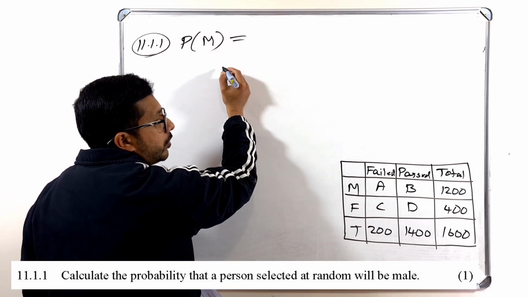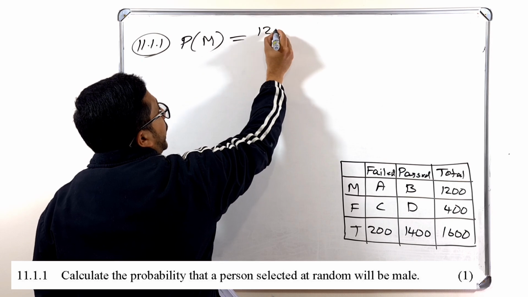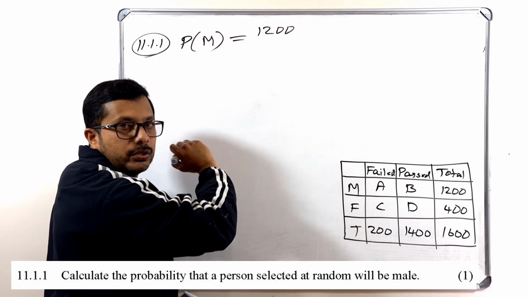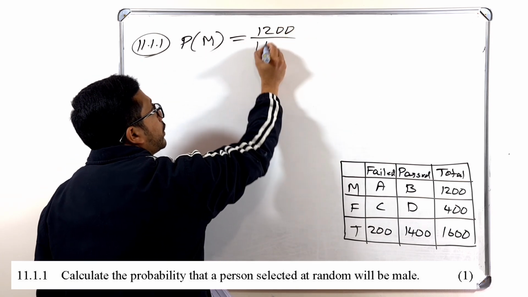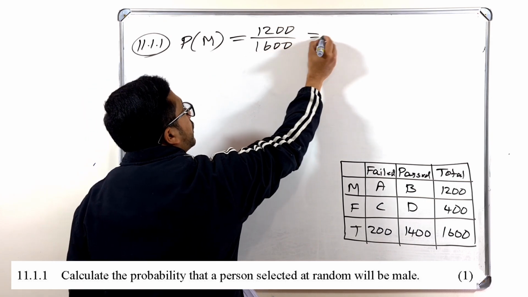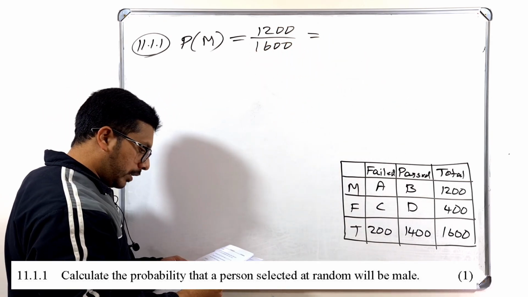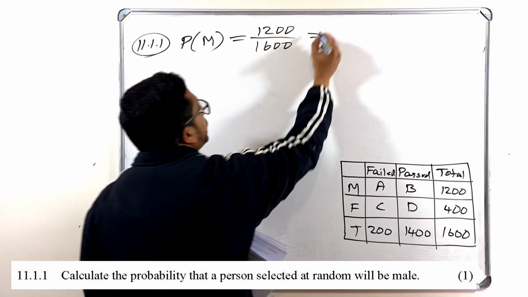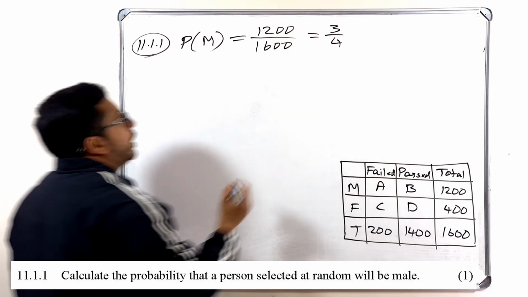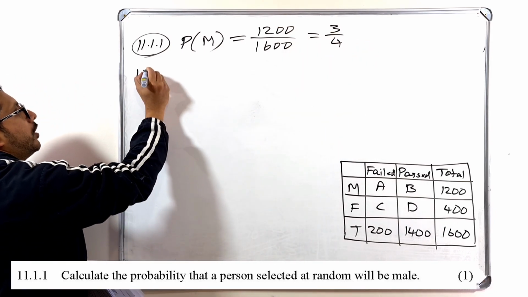So only one condition, male. It doesn't matter failed or passed. Total how many males are there? 1200. Overall how many people are there? 1600. So what is the answer? Simplified, 3/4. That is the answer of the first question.